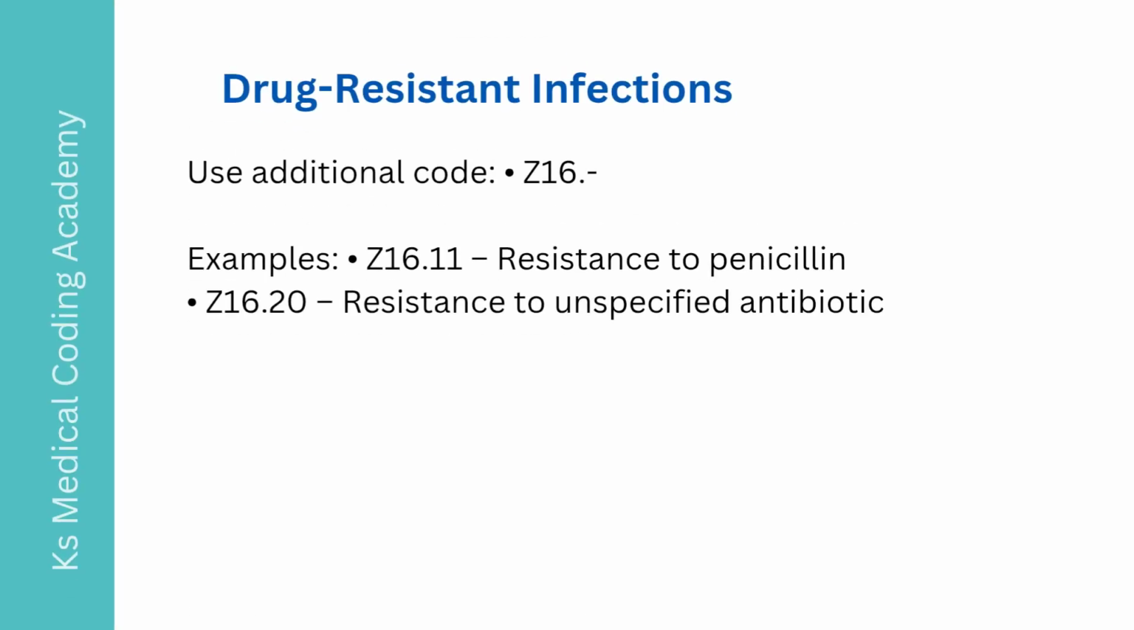Drug-resistant infections. When an infection is drug-resistant, an additional code from category Z16 is required. Examples include Z16.11 for resistance to penicillin and Z16.20 for resistance to an unspecified antibiotic.